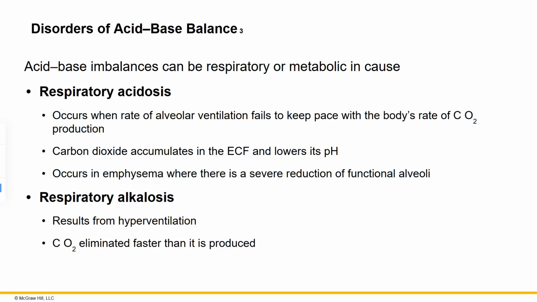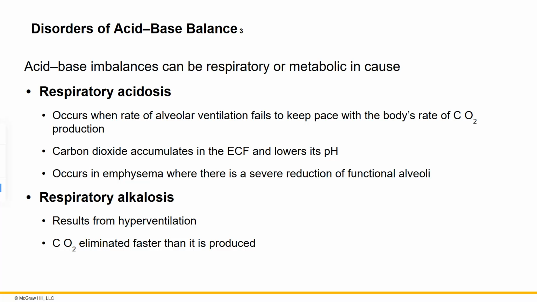Respiratory acidosis occurs when the rate of alveolar ventilation fails to keep pace with the body's rate of carbon dioxide production. Carbon dioxide accumulates in the extracellular fluid and lowers its pH. It occurs in emphysema, where there's a severe reduction of functional alveoli. To compensate for respiratory acidosis, since your respiratory system isn't working right, your metabolic compensation is going to take over. So your urinary system is going to start secreting more of the acid into the urine.